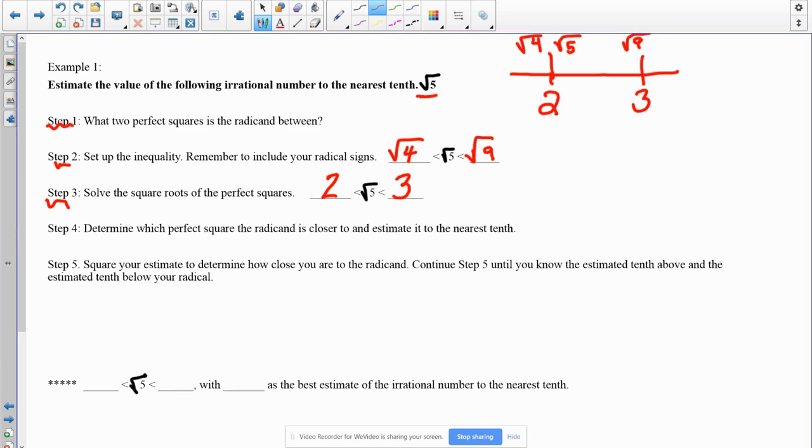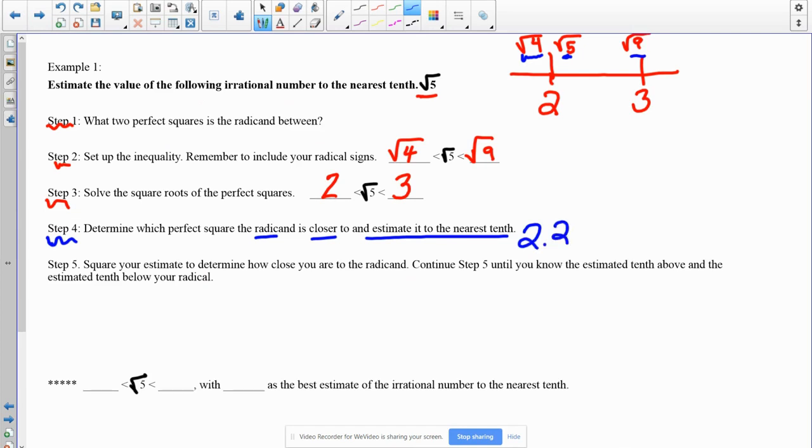Now, step 4 is what we haven't done before in learning target 3. Step number 4 is we're going to determine which perfect square the radicand is closer to and estimate it to the nearest tenth. Now this is a complete estimate at first. I've alluded to this before, the square root of 5 is closer to the square root of 4 than it is to the square root of 9. So you're just going to take a guess. So let's say maybe 2.2. If we try 2.2, we'll say that's our estimate.